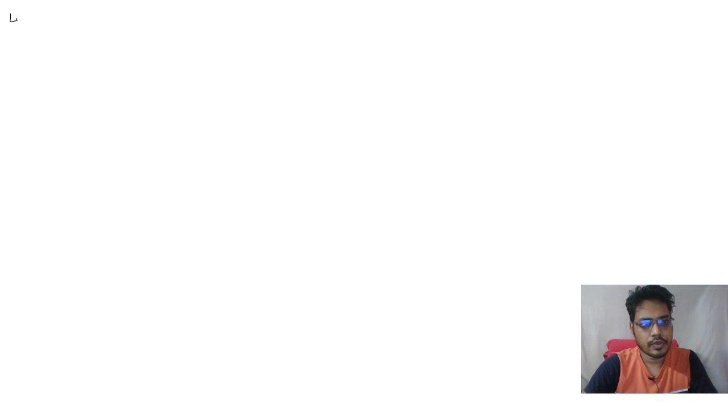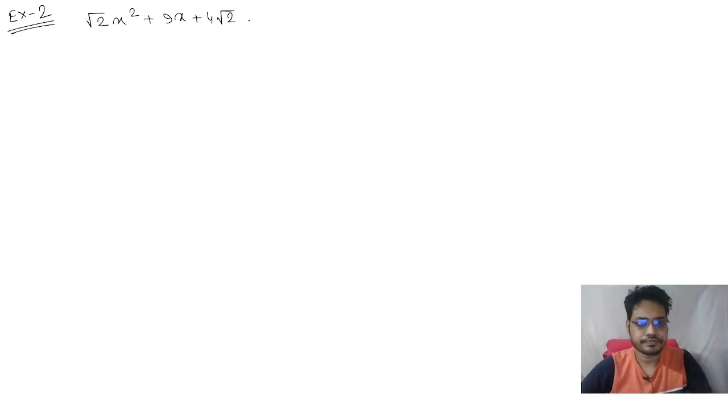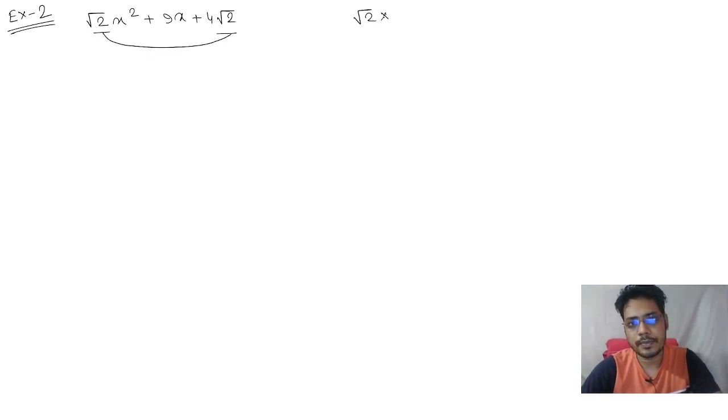Now come to example number 2. In example number 2, the given expression is root 2 x squared plus 9x plus 4 root 2. That means first you have to check root 2 multiplied by 4 root 2. So root 2 multiplied by 4 root 2 will be 8.